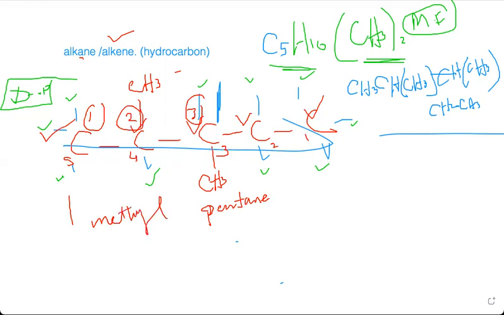I can write methyl here. But you can see the methyl, one methyl is here at the 2nd carbon, the other methyl is here at the 3rd carbon. So you have to say 2,3-dimethylpentane. You have to mention the numbers where you have a methyl.